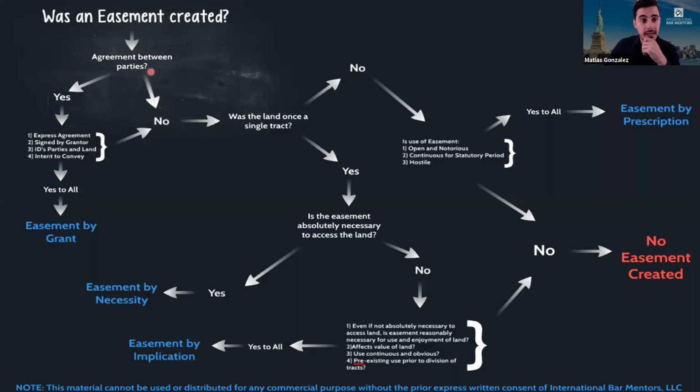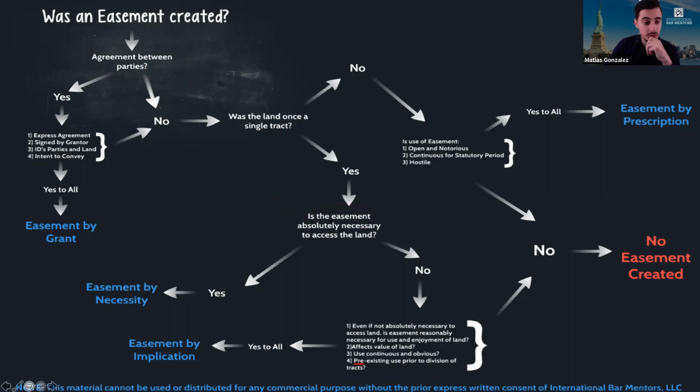Now, let's say that there's not an agreement between the parties, right? Which unfortunately, that's usually how it goes. They don't want to make it too easy on you. So you go to no, okay? So we don't go to yes. We're answering questions from the fact pattern as we go along. So the answer is no. Well, was the land once a single tract? Well, if the answer is yes, then ask yourself, is the easement absolutely necessary to access the land?